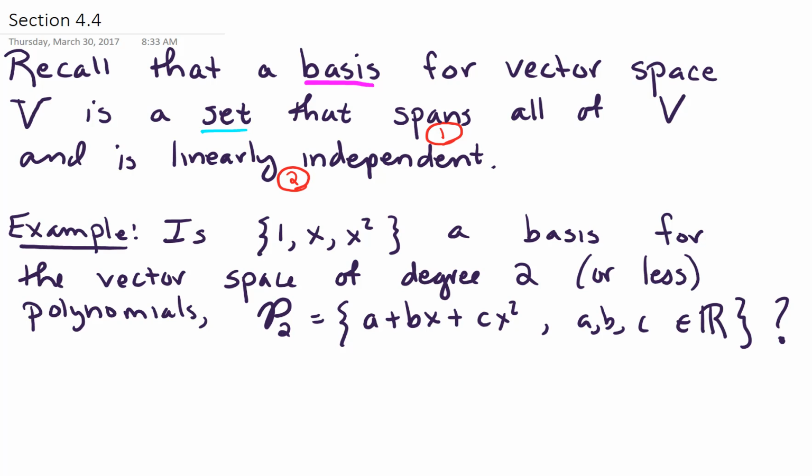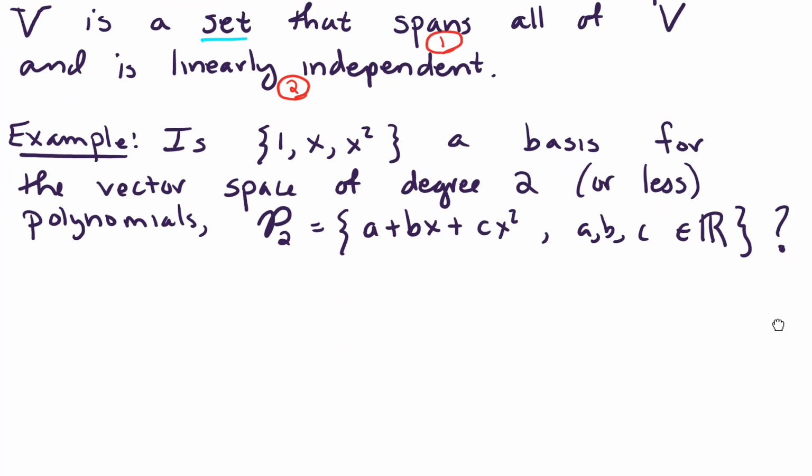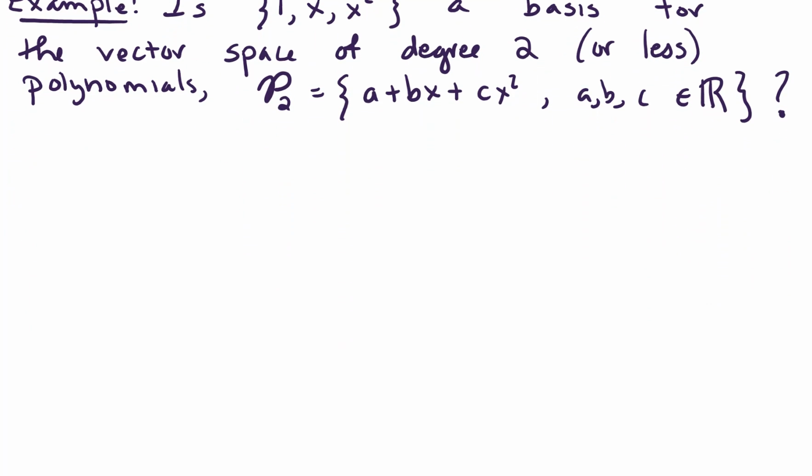In this example, we are given a set 1, x, and x squared. And we want to know if this is a basis for the vector space of degree 2 or less polynomials denoted P2, and this again is the set of quadratics, could be linear polynomials or constants. They all have real coefficients.